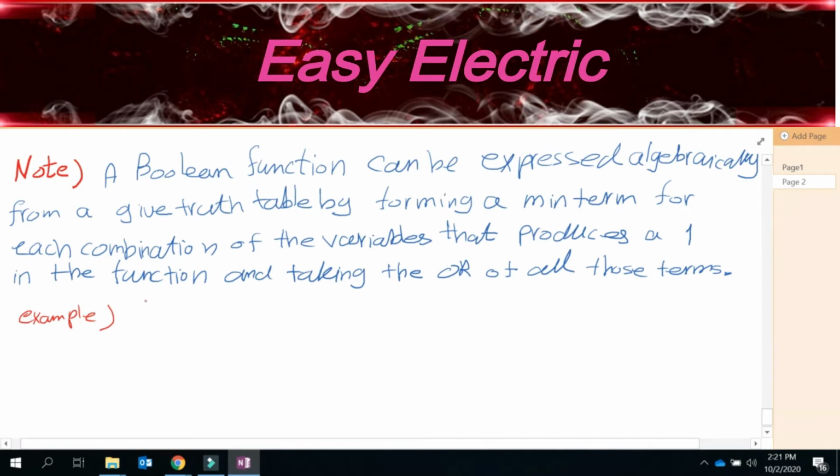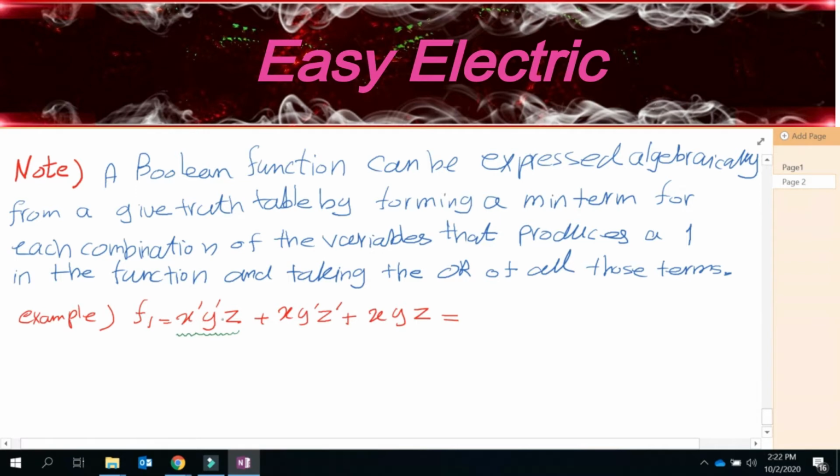So the example says f1 equals x prime y prime z plus x y prime z prime plus x y z. Okay, so the first question is, if you want to write this function, the function has 3 variables. If you want to write this function based off the minterms, what is the first term? This is which minterm? Minterm 0, 1, 2, 3.